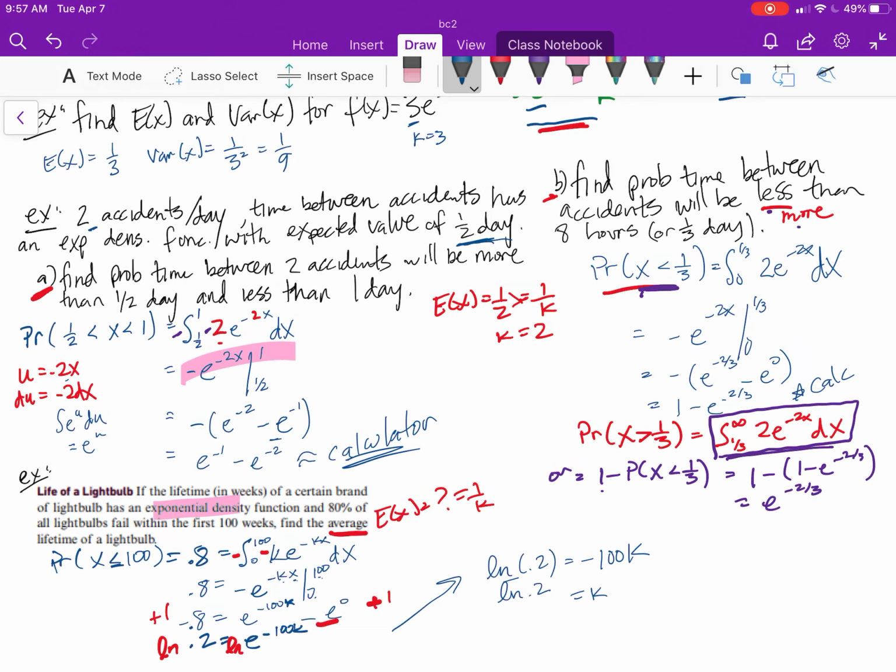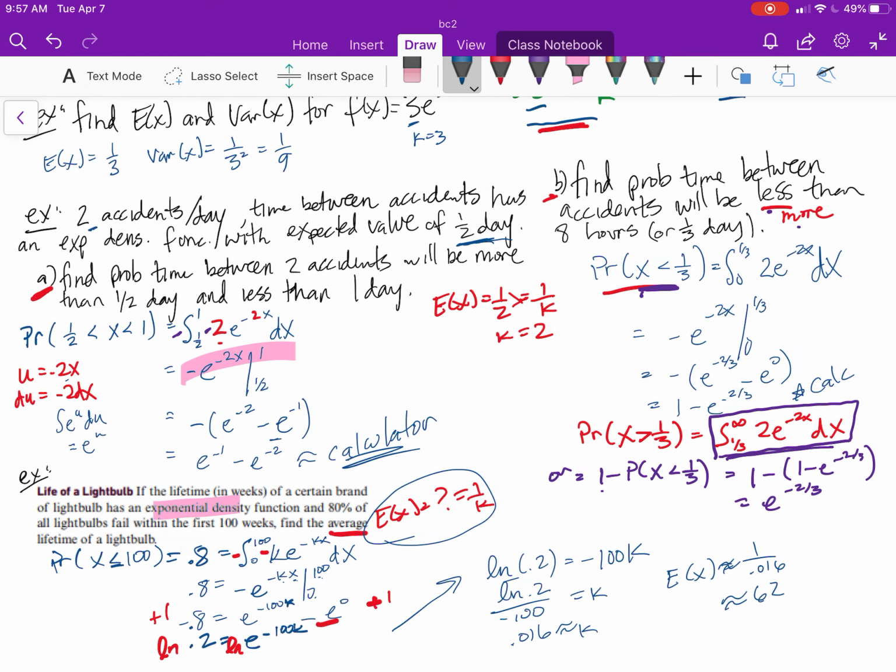For now, it's still exact. ln 0.2 divided by negative 100. Okay, but we get approximately 0.016 for k. So the expected value, right, let's go back to the problem, find the average or the expected value. We're not quite done. It is 1 over 0.016. And again, a calculator, that comes out to about 62.